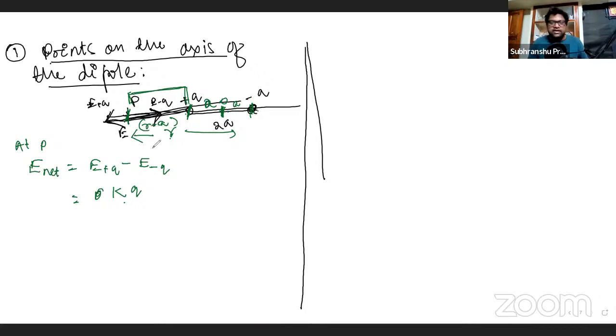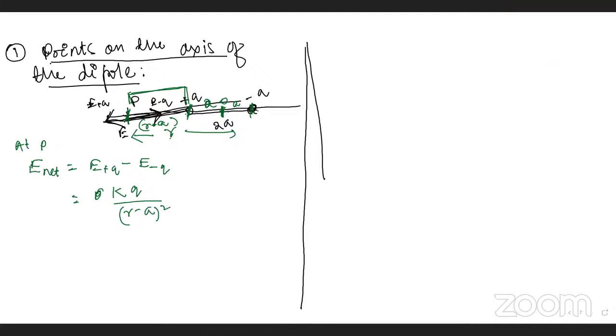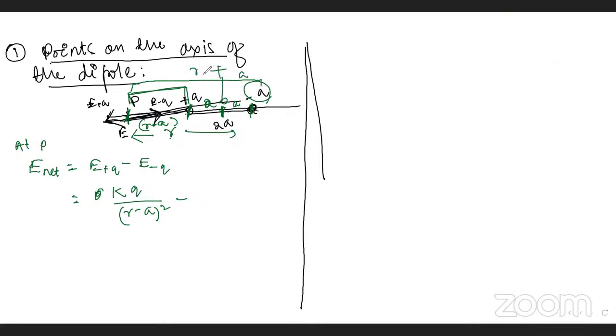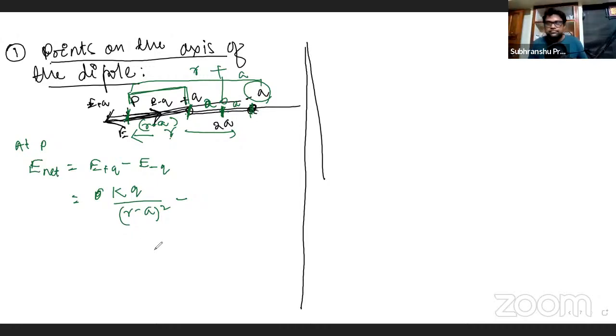Okay, this distance will be R minus A. So the field due to the positive charge is KQ by (R minus A) whole square, minus the field due to the negative charge. What is the distance from P to minus Q? This much is A, so the total will be R plus A. So the field due to minus Q will be KQ by (R plus A) whole square.